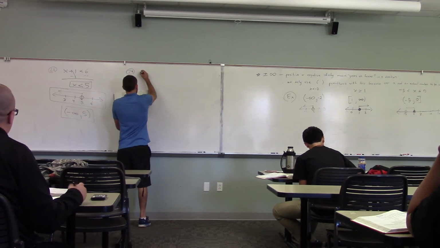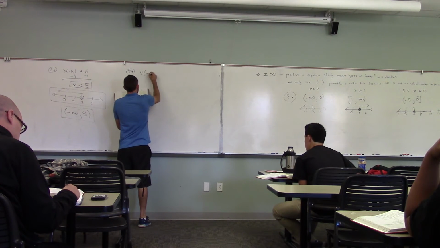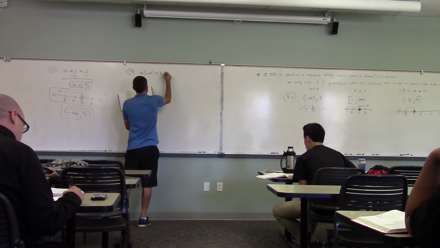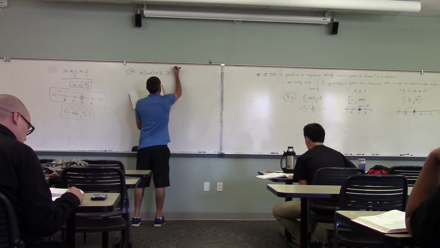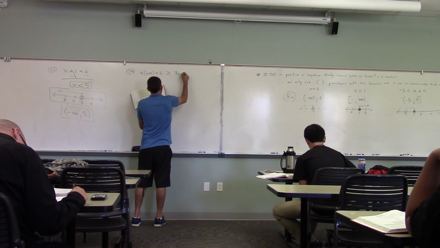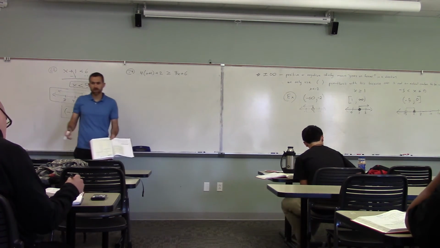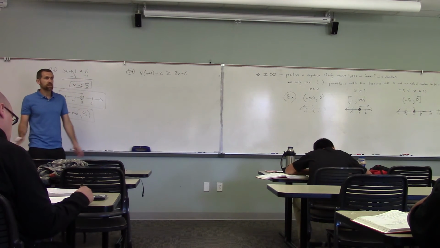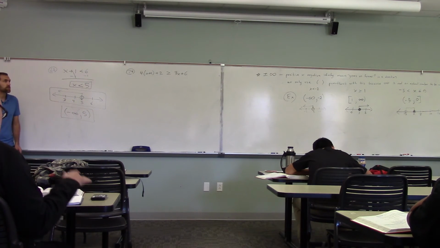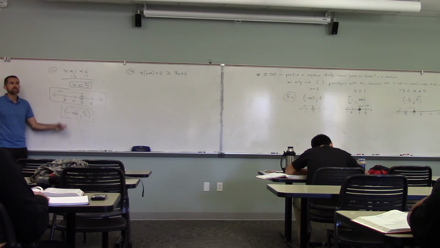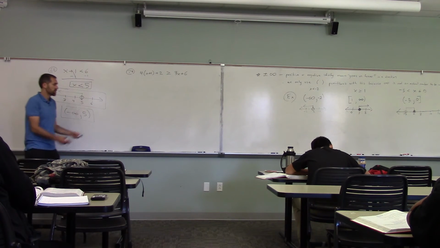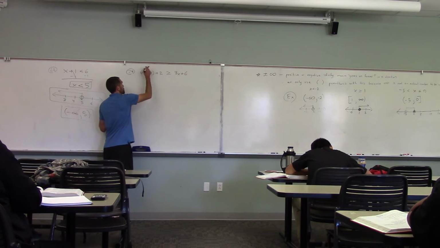So 74 is 4 times (x plus 1) plus 2 greater than or equal to 3x plus 6. Alright, so it's just section 2.3. No new stress, it's only at the very end you have to turn it into other representations. So how would we solve it? Distribute. Yeah, distribute.